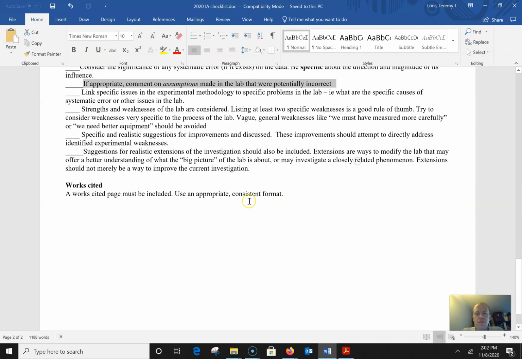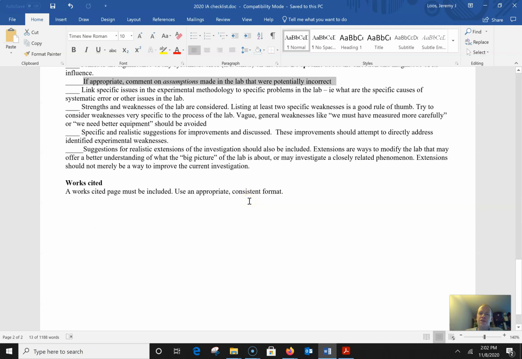Assumptions. So, are there underlying assumptions inherent in what you did that might cause things to be incorrect? For example, assuming chemicals are pure when they might not be 100% pure. And then this last part needs to be done completely differently depending on whether you did an in-person lab. Some simulations do have certain errors built into them, heat loss, for example. But what are the weaknesses in the investigation that may have caused problems?